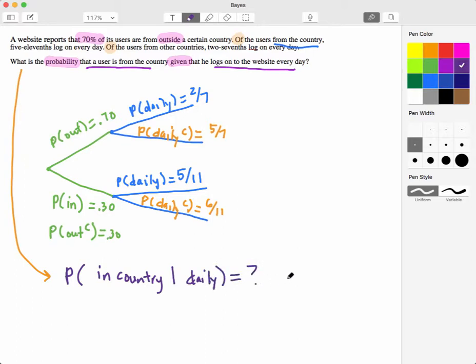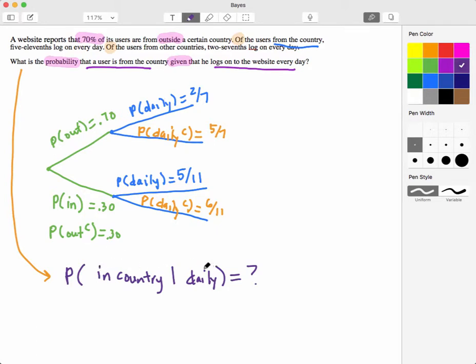So we need to know this. That's what we're trying to figure out. So this is actually backwards, because remember when we put down these 2/7 and 5/11? The phrasing was, if you're outside the country, here's the chance you're going to log on daily. The question we are trying to answer is, what's the probability that you're in the country given that you're logging in daily?